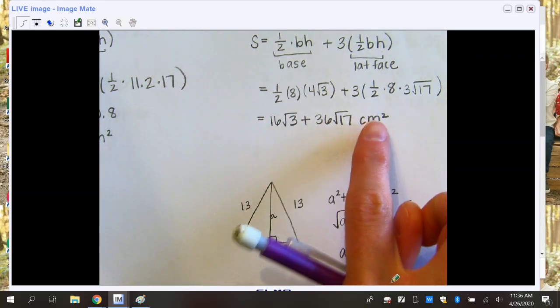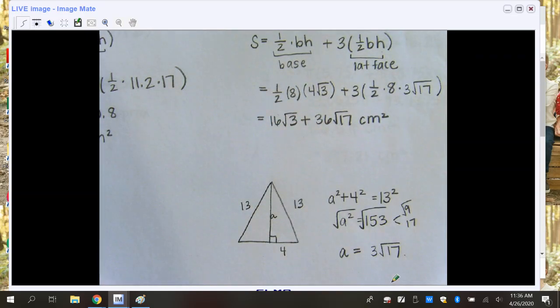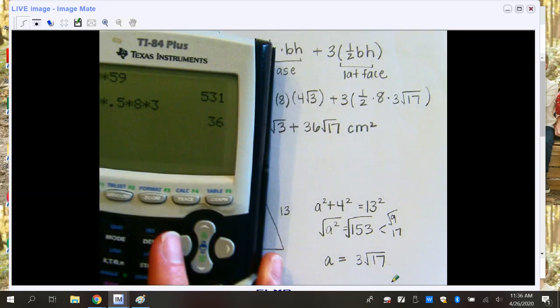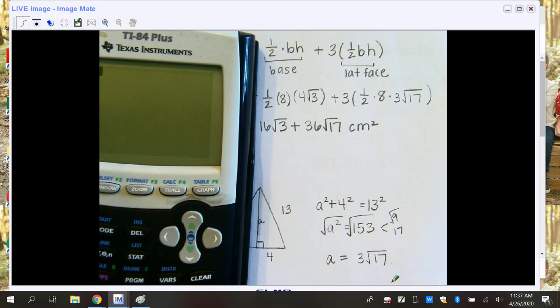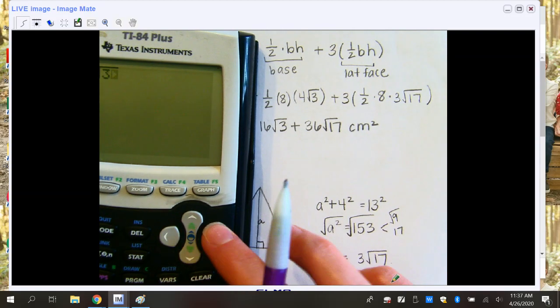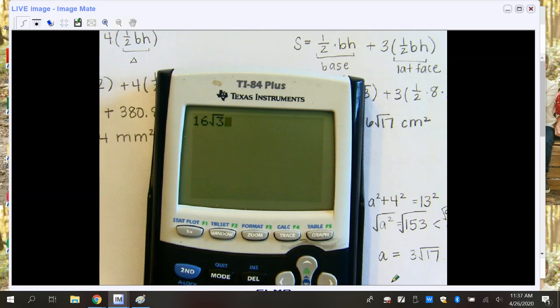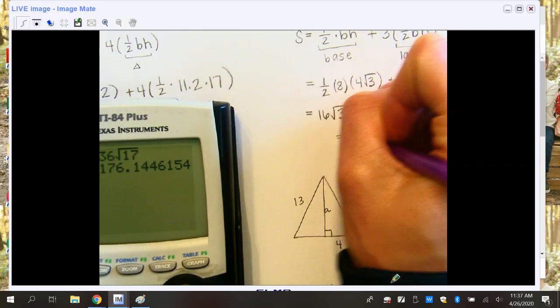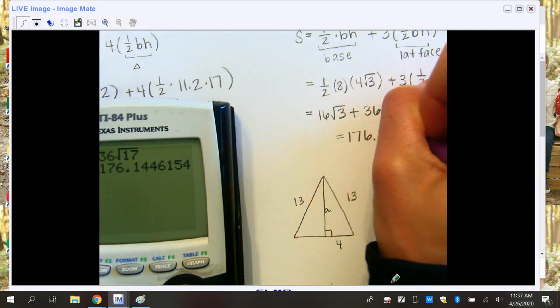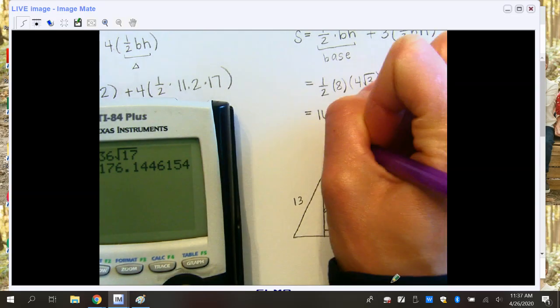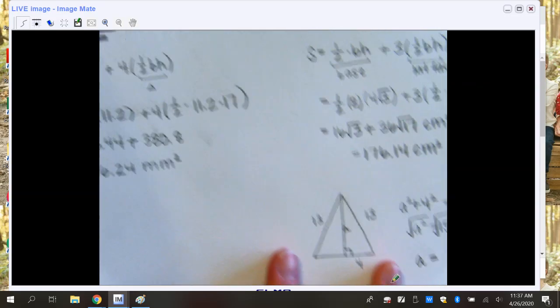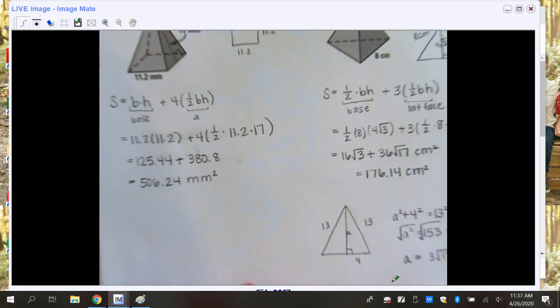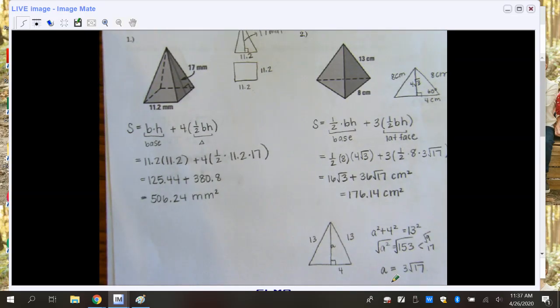So this sum right here would be your exact answer. We haven't rounded anything yet. And so now I'm going to go ahead and type this in my calculator. So 16 radical 3 plus 36 radical 17. That is going to be my approximate answer. 176.14 centimeters squared.